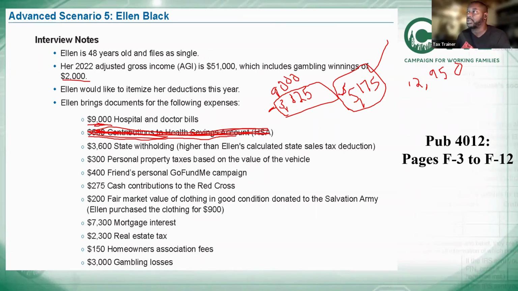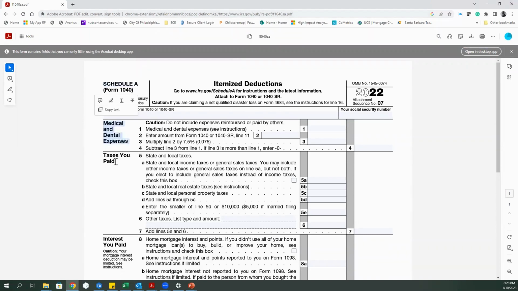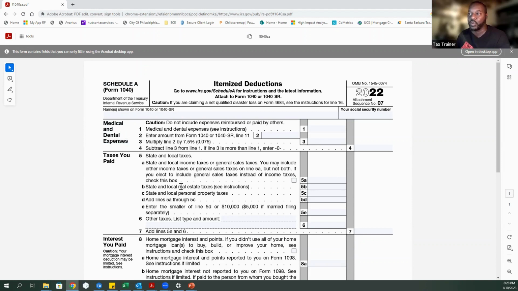Can I include state withholding? This is my Schedule A. This is itemized. I'm sorry, I'm back on my Schedule A. I apologize for that. On Schedule A, there's medical, and then taxes you paid. I can do state and local taxes. I can do real estate taxes. I can do personal property taxes. All of this stuff that I can do.